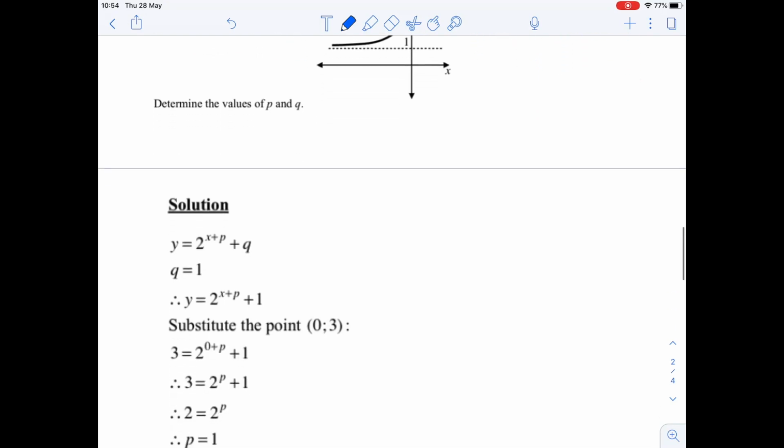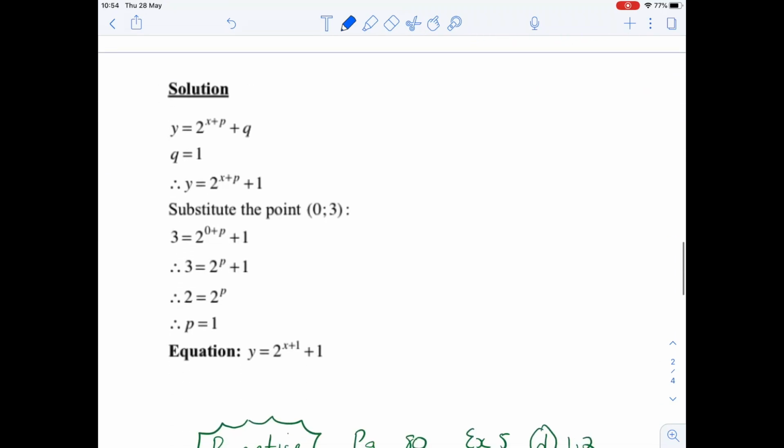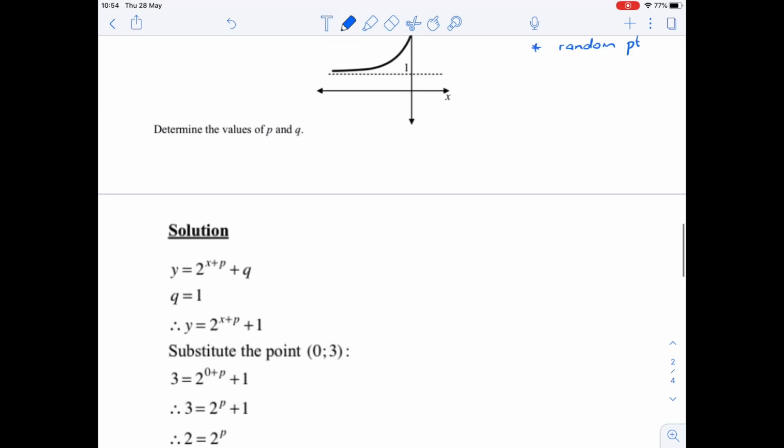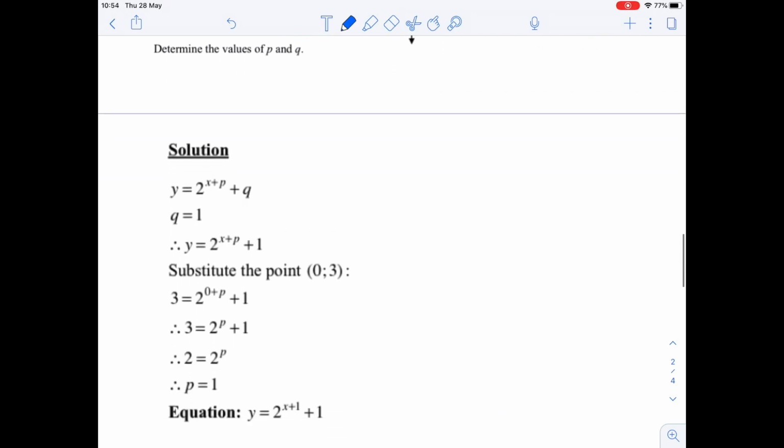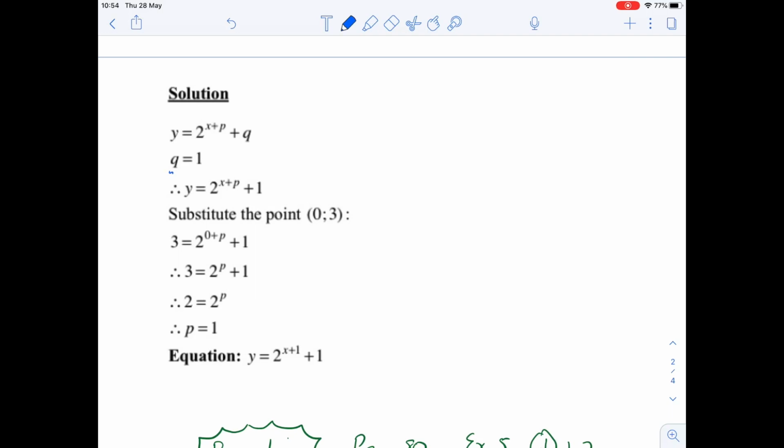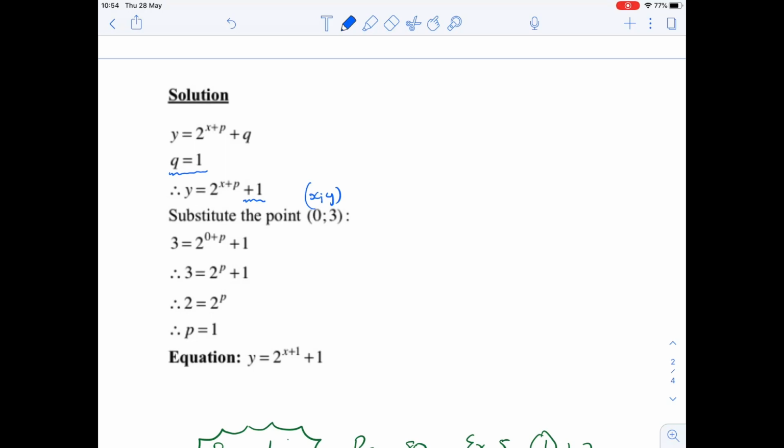So let's do this. So we have our solution here. We know that the asymptote is, let's have a look, that dotted line is at 1. So that means that q is going to equal 1. Substituted in. Our random point for x and y is going to be 0 and 3. So in place of y, we put 3. In place of x, we put 0. Solve it out, get p to be 1. So if p is 1, we put it in place of p over there, and we have our answer.